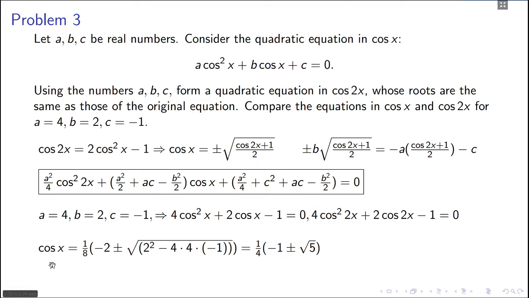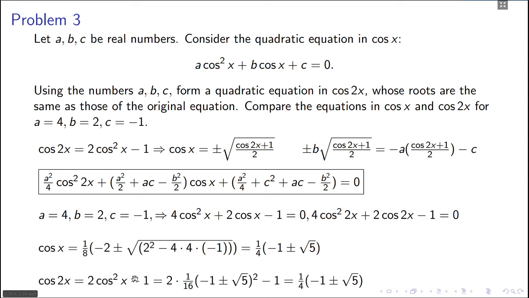And if you find cos 2x from here, this will be 2 cos square x minus 1. So if you do 2 times the square of this minus 1, you basically get the same number here. So that's the special thing about this.